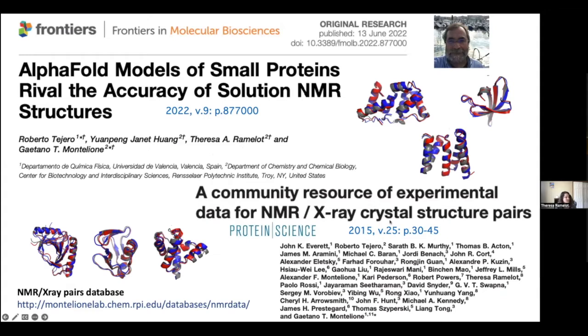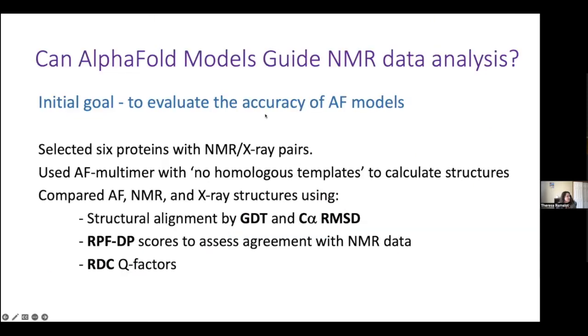So we had a resource from the NESG of 40 NMR X-ray pairs with NMR data, and decided to use these to see if we could evaluate the AlphaFold structures. Our initial goal was to evaluate the accuracy of some AlphaFold models. And as you've heard from the other talks, these AlphaFold structures are very good, which is also what we learned. So we specifically decided to start with 6 proteins that had NMR X-ray pairs and good NMR data.